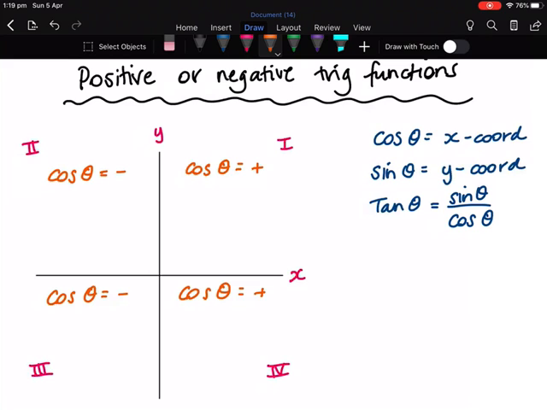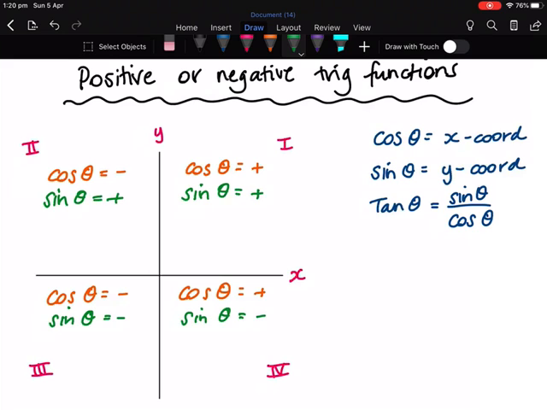All right, sine of theta, this is our y-coordinate. So in the first quadrant, the sine of theta is positive because y is positive. In the second quadrant, the sine of theta is also positive. In the third quadrant, the sine of theta is negative, and in the fourth quadrant, the sine of theta is also negative.